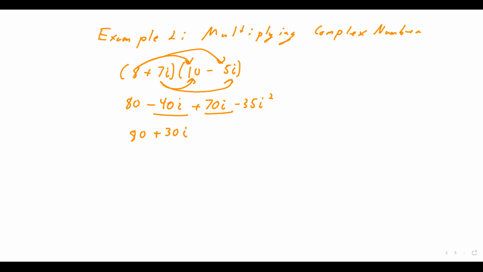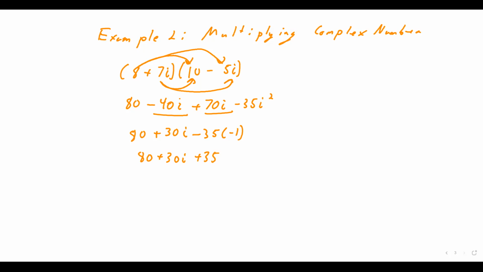Ooh, so close. Positive or negative? Positive. So what happens here, and I'm going to write this step out, but if you went to the next step, I'll be totally okay with that. But i squared, just like Jacob said, is equal to negative 1. So this now becomes negative 35 times negative 1. And what's two negatives going to make? A positive. So now we have 80 plus 30i plus 35.